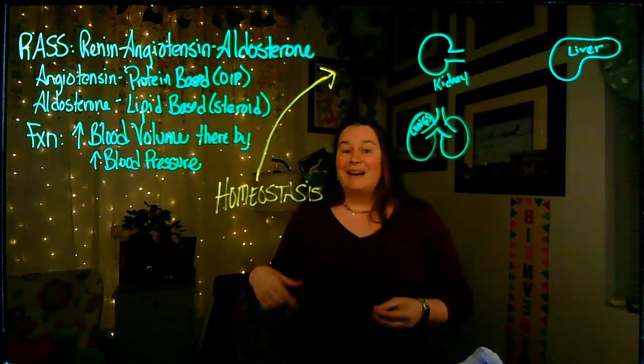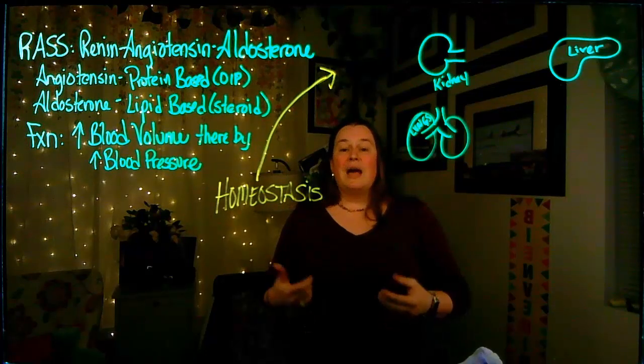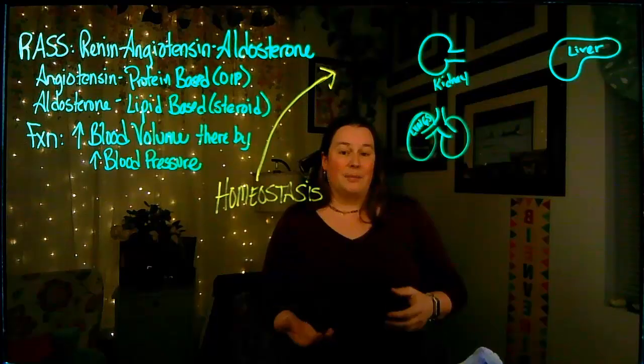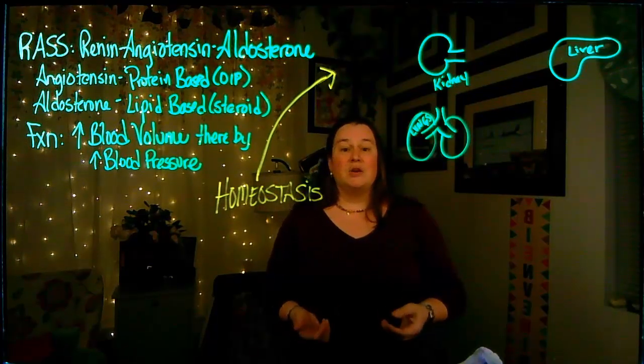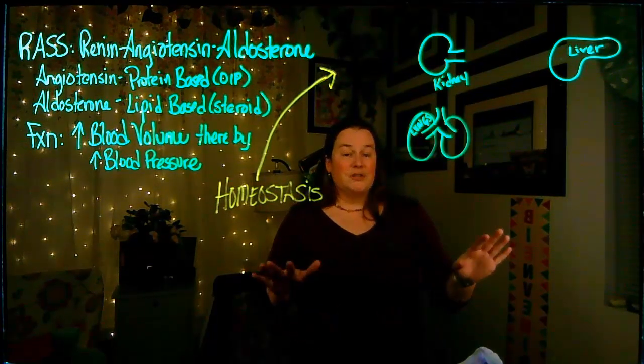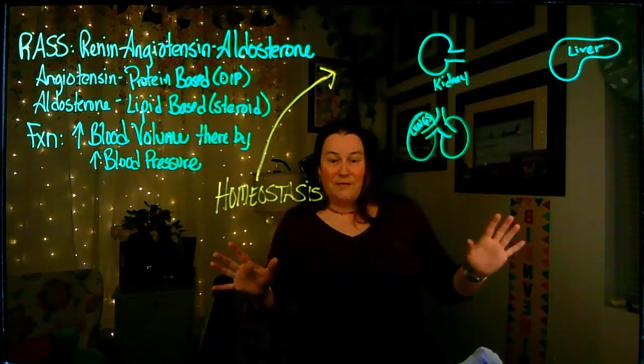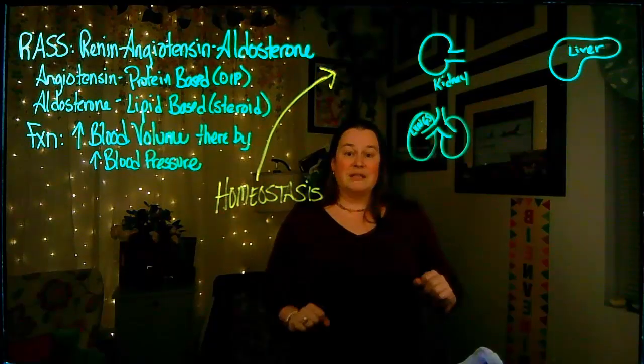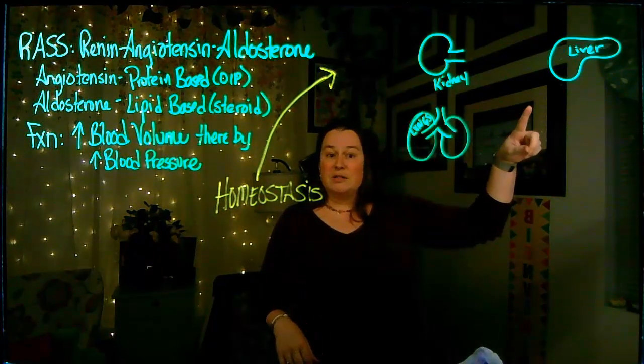The function, again, is to increase blood volume. However, because we increase blood volume, a very common side effect is going to be an increase in blood pressure. So to start this feedback loop, and I'm going to fade myself out because this one's rather intense, we're going to start with homeostasis. I'm going to start with some key organs over here.